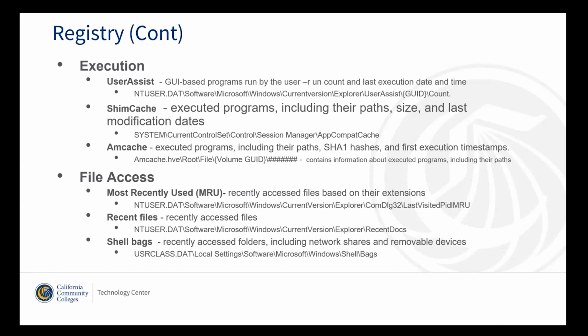So you've got most recently used, recent files, shellbags, recent access folders, including network shares and removable devices. So all this is there. And like I said, I touched on this a few times, but this kind of brings it all together. This is a great area of the registry to quickly find some good information about what's going on with the system.